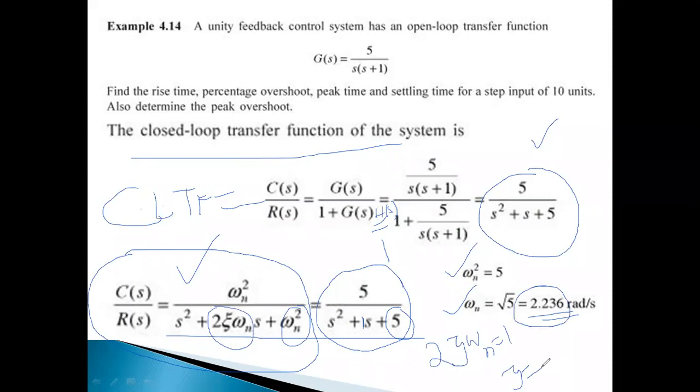First, we have to find ζ and ωn. Then only can we find the rise time and peak overshoot. Everything is in terms of ζ and ωn. If ωn and ζ are directly given, there is no need to find this closed loop transfer function at all. Directly we can substitute the values in the given expressions.